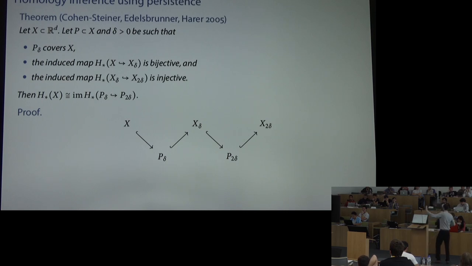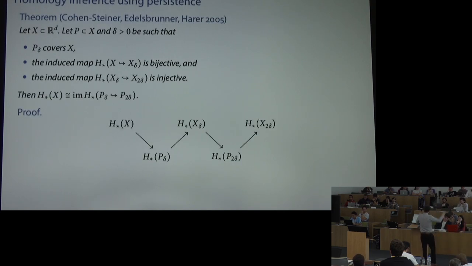Okay, so this is what we start with, and we call this an interleaving, and it will become a good friend of ours, this kind of zigzag passing between two different spaces, in this case between X and P and their thickenings. Okay, we apply homology to this zigzag of spaces, and now we have two more assumptions. We have an assumption that a certain map is bijective, another map is injective, right? And these are the maps induced by these inclusions. That's what I'm going to use.